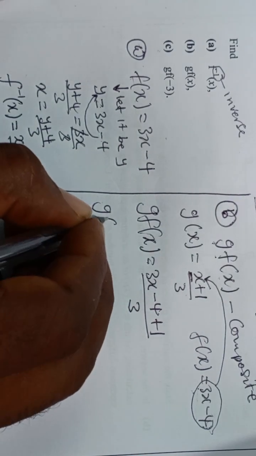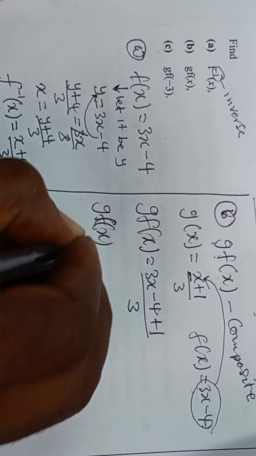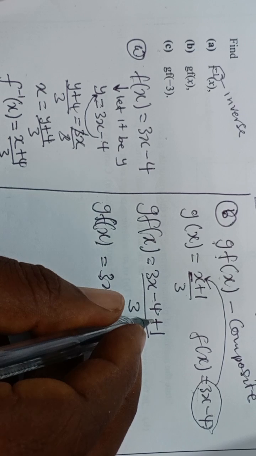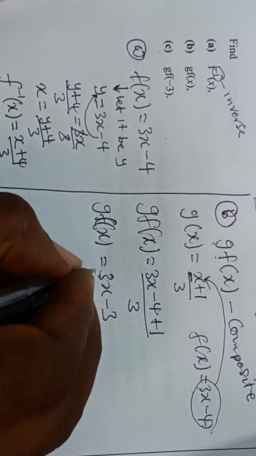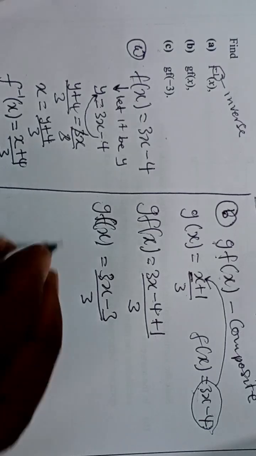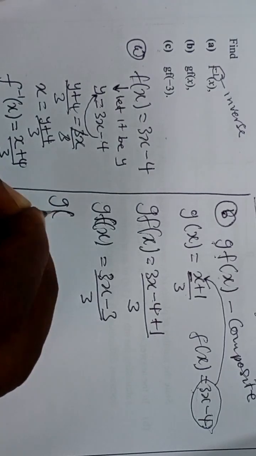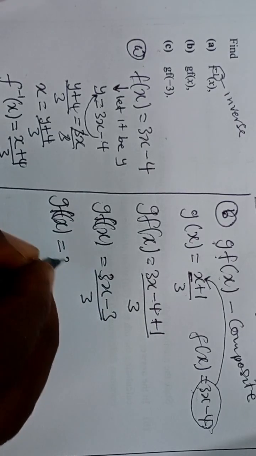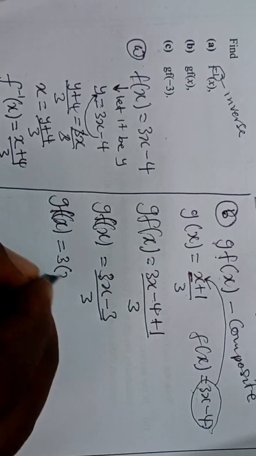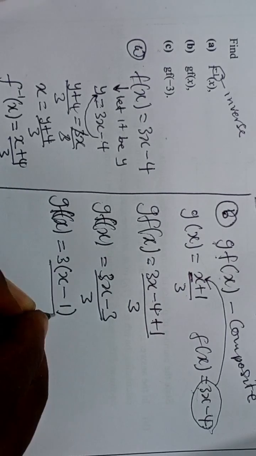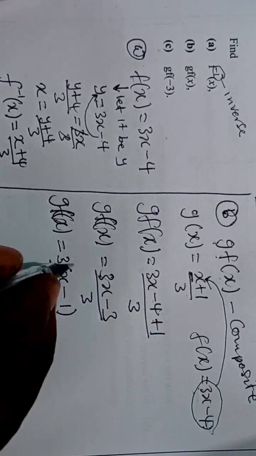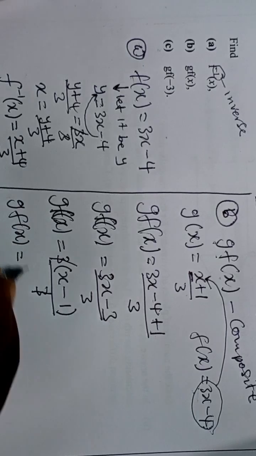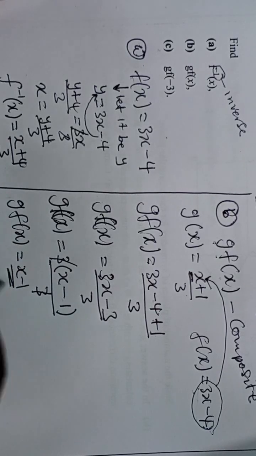So g f of x equals 3x, negative 4 plus 1, it is negative 3 over 3. So g f of x equals, 3 is a common factor. So 3 into 3x is x. 3 into 3 is 1 over 3. So in this case, 3 and 3 go. So we say g f of x is x minus 1.